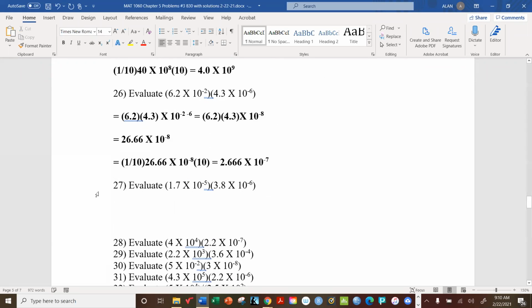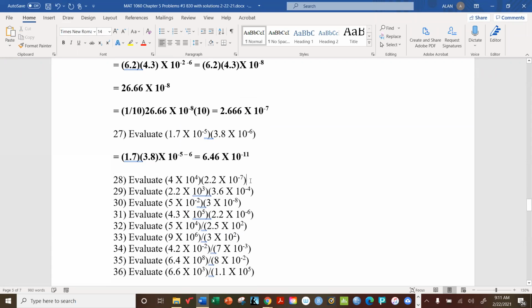Well, now, let's see what this one is all about. So the exponents will be minus 5, minus 6. All right, so 1.7 times 3.8. I don't think that'll go over 10. It's good, there we go. 6.46 times 10 to the minus 11, and we're done. That's kind of nice. When it's completely done in one step, instead of having to make more adjustments, I don't know about you, but I like that. Yes, I do.